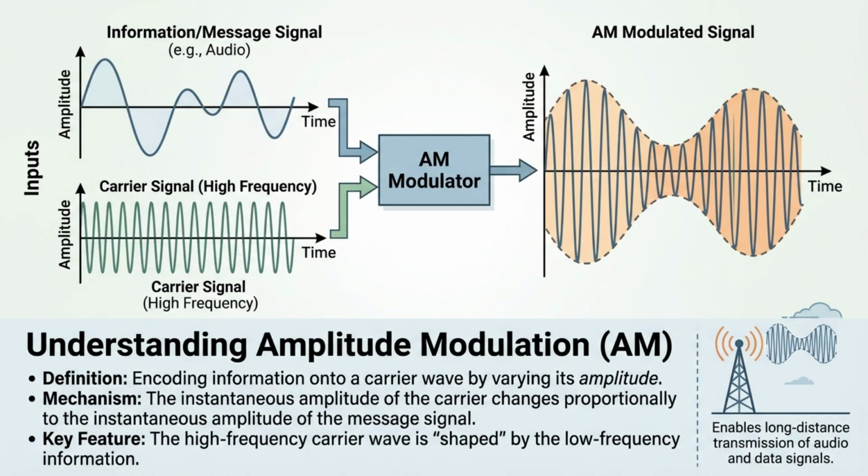Now that we have an overview of modulation, we are ready to study individual techniques in detail. In the next lesson, we will begin with amplitude modulation, AM, and discover how changing the carrier's amplitude allows information to be transmitted over long distances.